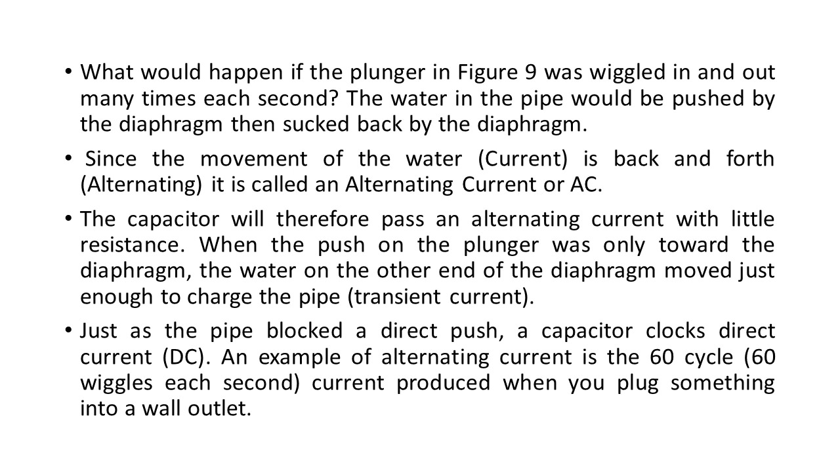What would happen if the plunger in figure 9 was wiggled in and out many times each second? The water in the pipe would be pushed by the diaphragm, then sucked back by the diaphragm. Since the movement of the water is back and forth, it is called an alternating current, or AC. The capacitor will therefore pass an alternating current with little resistance. When the push on the plunger was only toward the diaphragm, the water on the other end of the diaphragm moved just enough to charge the pipe. Just as the pipe blocked a direct push, a capacitor blocks direct current. An example of alternating current is the 60-cycle current produced when you plug something into a wall outlet.